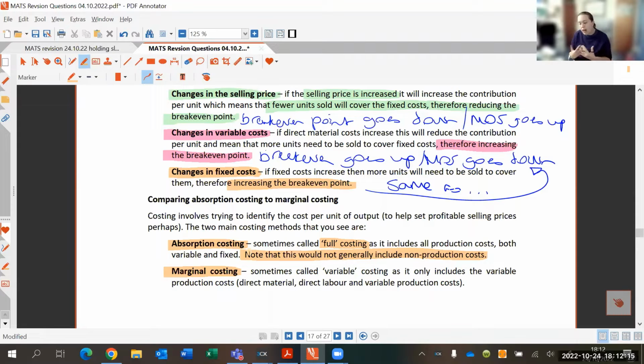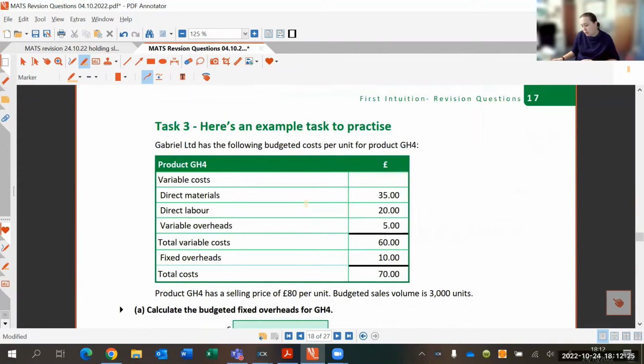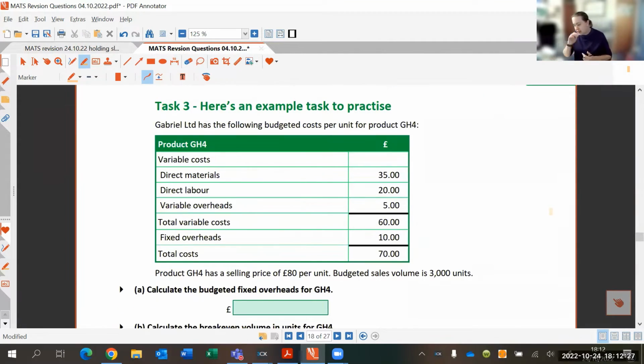So there's quite a lot in there, but the bulk of it is going to be around the short-term decision making that we talked about at the beginning. So I think we'll have a look at some questions now. There's a lot of information in these tasks as well, so it's going to be an element of scrolling up and down. But what I'll do is I'll try and put the workings next to each box so you can see where the figures are coming from.